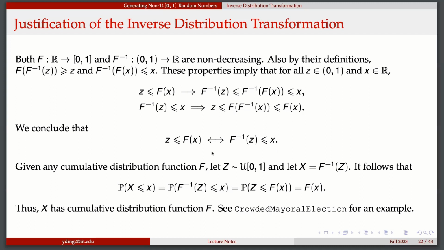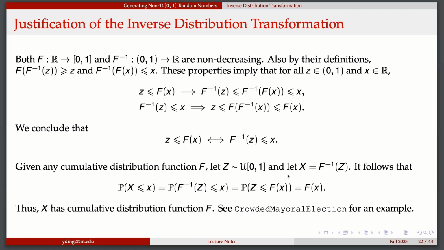And then if we have any cumulative distribution function, we just let x be exactly equal to the inverse of this z. And then we try to show the probability of this x less than this little x should exactly equal the cumulative function of this x. So we have this x to satisfy that. Then we make sure this is okay. We can do this kind of transformation.